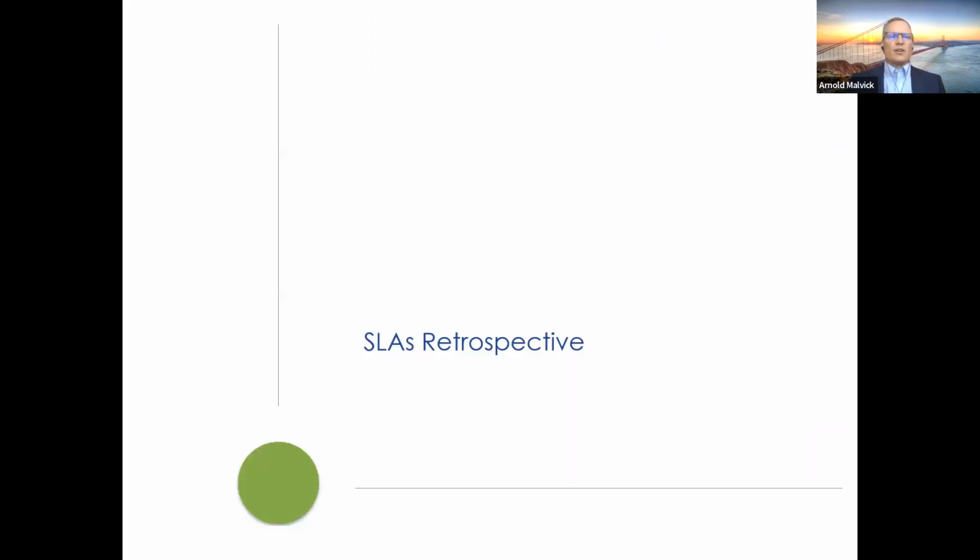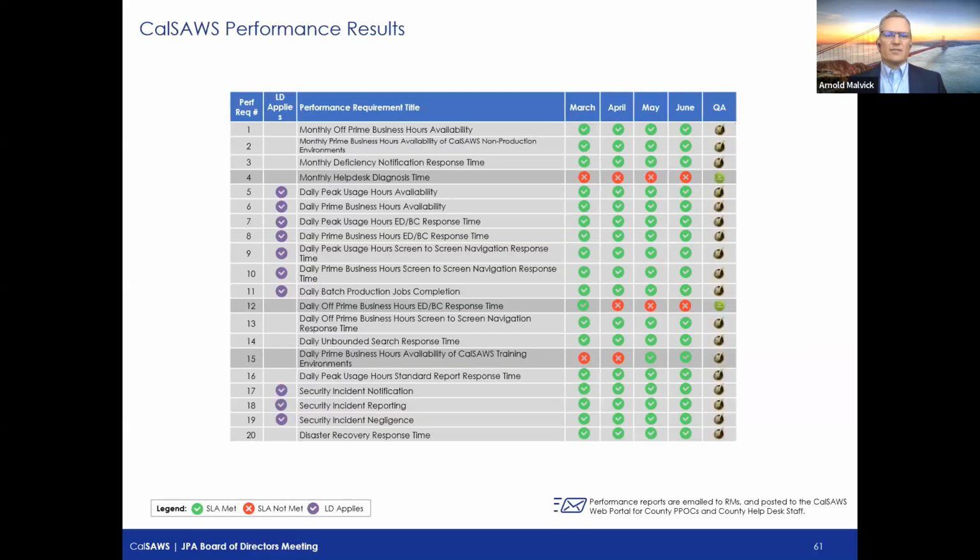The other component that we had touched upon in previous discussions was overall how our performance is against the contractual service level agreements for Accenture. If we move to the next slide, we have our trending from March, April, May, and June. And for June, happy to report that on the monthly help desk diagnosis time, we are missing the 98% target, but we're at 90.2. So we are seeing an improving trend there.